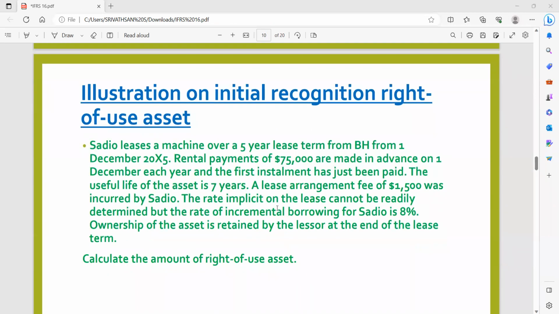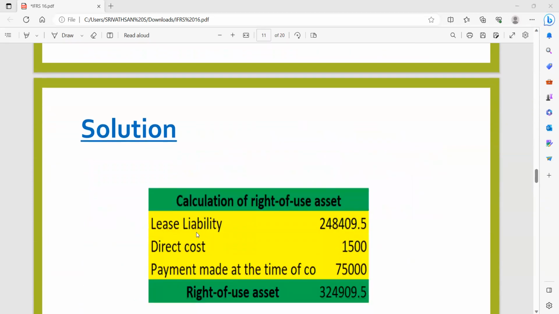And the rate implicit in the lease cannot be readily determined, but the incremental borrowing rate for Sadio is 8%, and ownership of the asset is retained by the lessor at the end of the lease term. This is not important for the calculation of the amount of the right of use asset. So here is the solution. You have to begin with the lease liability. Right of use asset calculation starts with lease liability.